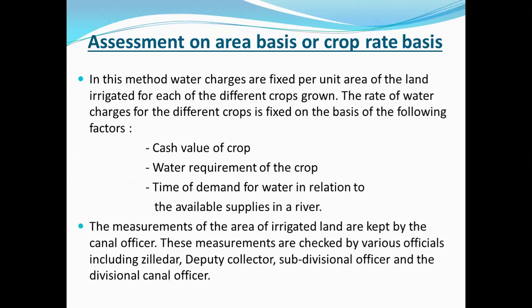In the assessment on area basis or crop rate basis, water charges are fixed per unit area of the land irrigated for each of the different crops grown. The rate of water charges for the different crops is fixed on the basis of factors like the cash value of the crop, the water requirement of the crop, and the time of demand for water in relation to the available supplies in the river. The measurements of the area of irrigated land are kept by the canal officer. These measurements are checked by various officials including the Zilladar, deputy collector, subdivisional officer and the divisional canal officer.